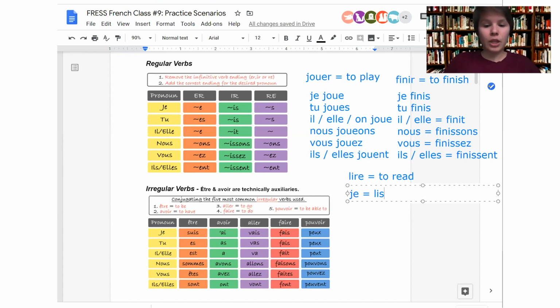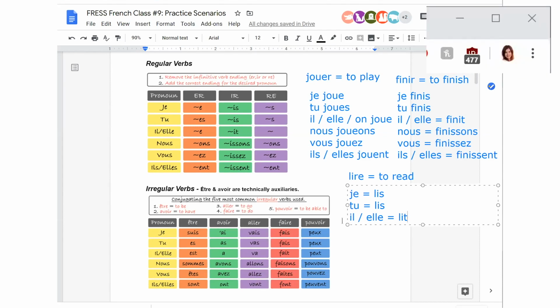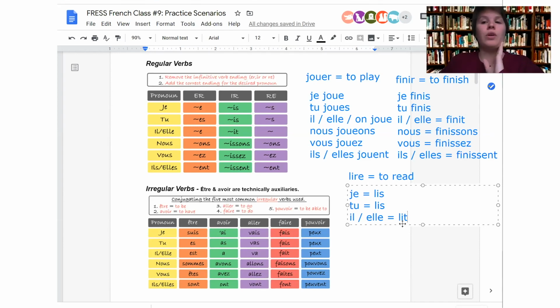So you have je lis, then you have tu lis, then you have il, elle, lit. Okay, so same thing, li, but with a T. Do you pronounce the T? No. Like with most pronunciation in French, it doesn't get pronounced at the end. The T and the S are silent, hence why it sounds like I'm saying li all the time. So je lis, tu lis, il lit, elle lit, on lit, etc.